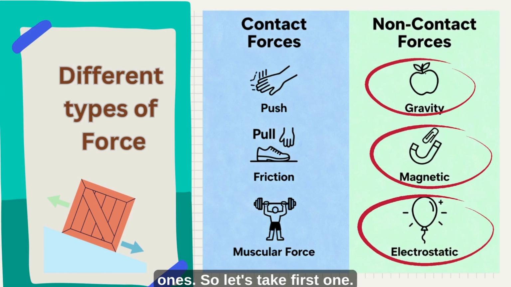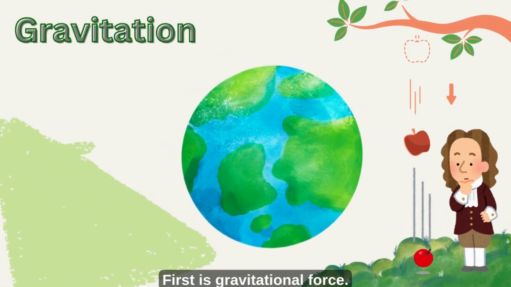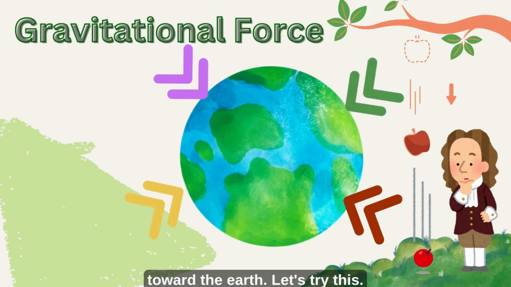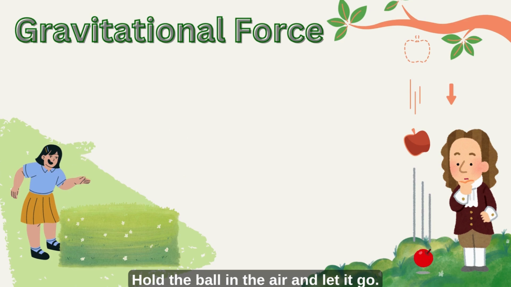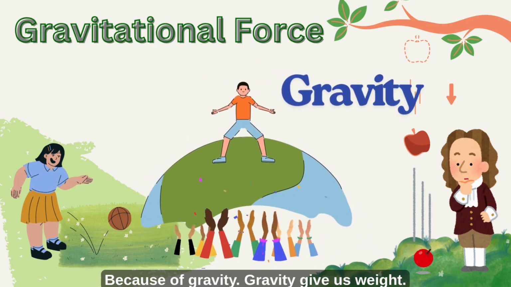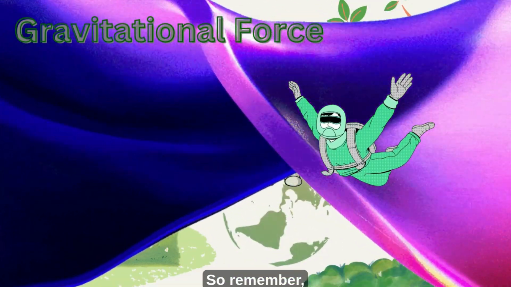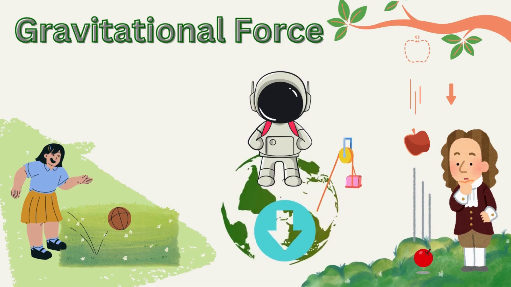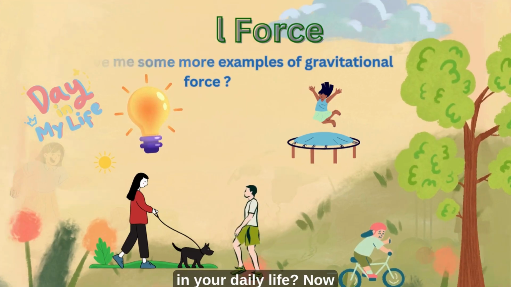So let's take the first one, gravitational force. This is the force that pulls everything toward the earth. Let's try this. Hold the ball in the air and let it go. What happened? Yes, it fell down. Why? Because of gravity. Gravity gives us weight. That's why we don't float around like astronauts. So remember, gravity always pulls things downward. Can you think of another example of gravity in your daily life?